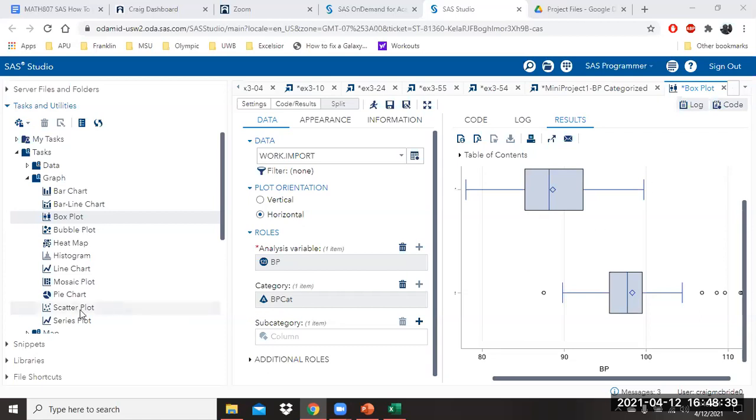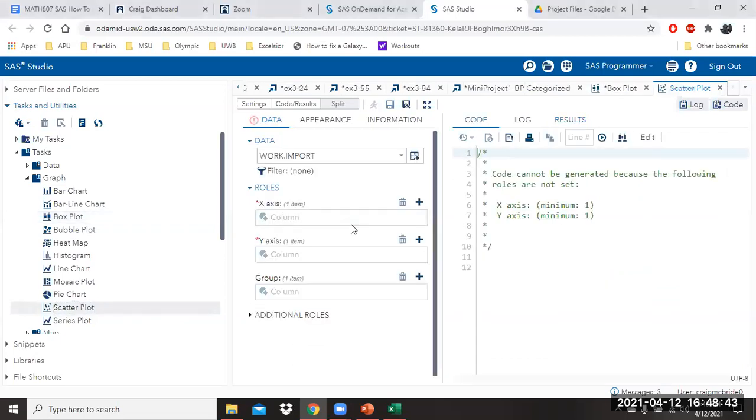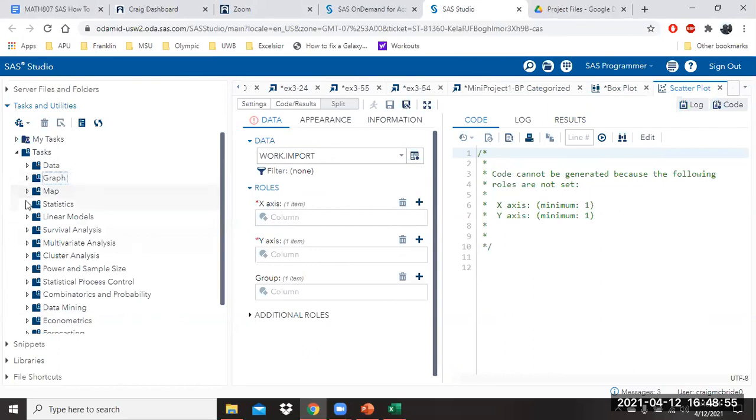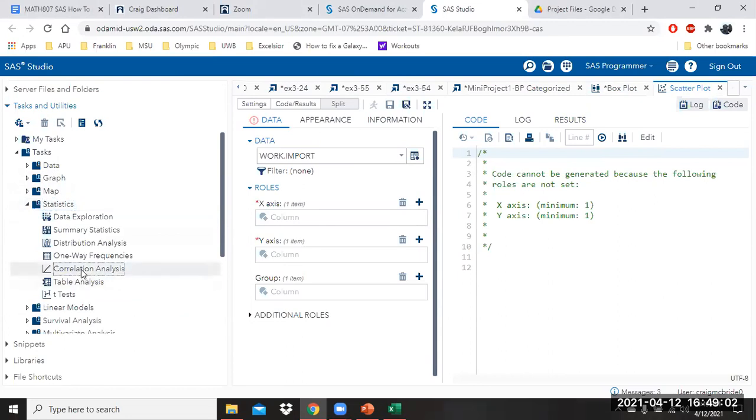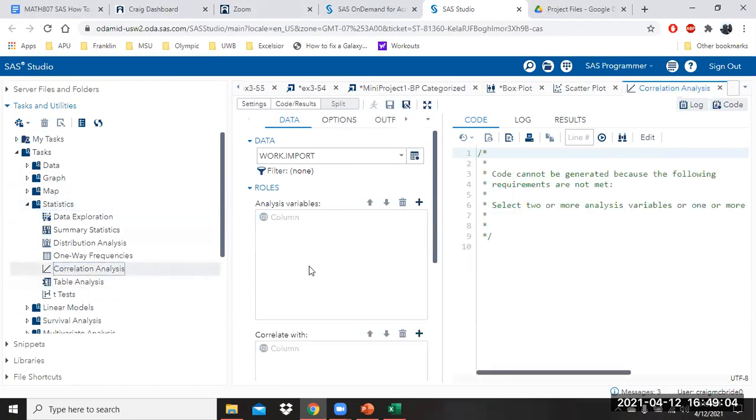I'm sure you've all figured out, if you haven't even looked at it, it's really simple. It's like any of the other graphs. You choose what variable goes on X, you choose what variable goes on Y, you run it, and it gives you your nice little plot. And when you want to figure out what the correlation is, you go to statistics and do correlation analysis. Here it says analysis variables.